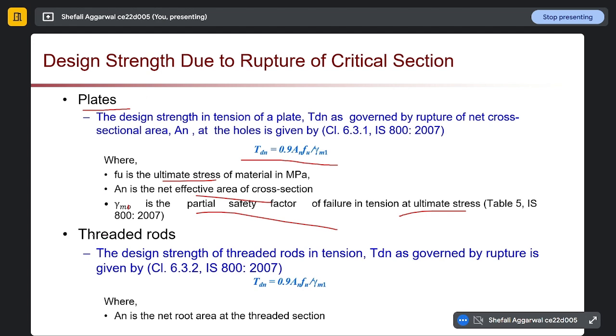If we are designing threaded rods, this TDN will be similar to what we have seen before. The only change will be the area: the effective area will change, it will be the net root area of the threaded section instead of the effective area of the complete cross section.